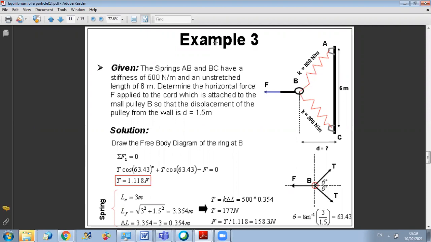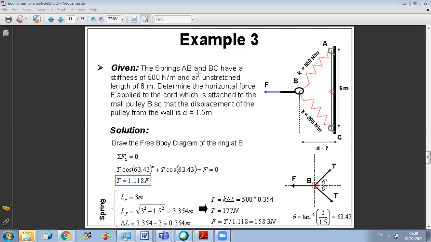So what do we have here? First, we have two springs, okay, that are initially in this position. They are between A and C, and B is just at the middle. Here, pay attention. Here they said that the unstretched length is 6. This corresponds to the total unstretched length, okay?